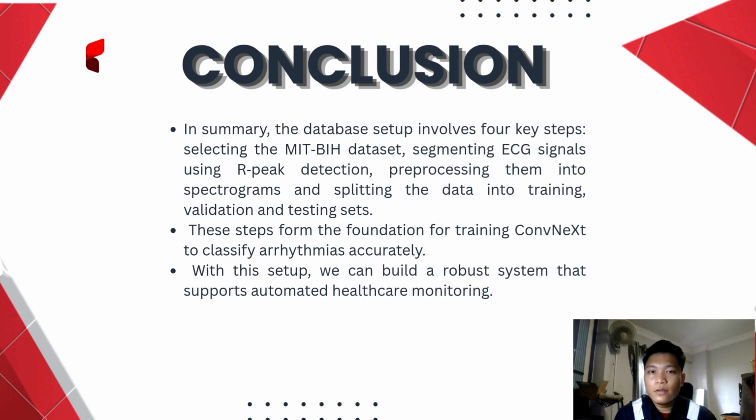Let's go to the next slide, which is the conclusion. In summary, the dataset or database setup involves four key steps, which is selecting the MIT-BIH dataset, segmenting the ECG signal using R-peak detection, preprocessing them into the spectrogram, and splitting the data into training, validation, and testing set. This step forms the foundation for training ConvNeXt to classify arrhythmias accurately. With the setup, we can build a reliable system that can support automated healthcare monitoring.